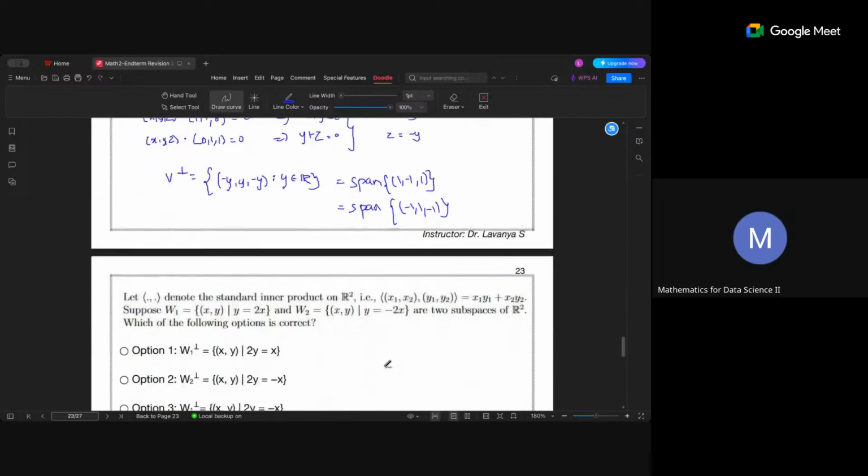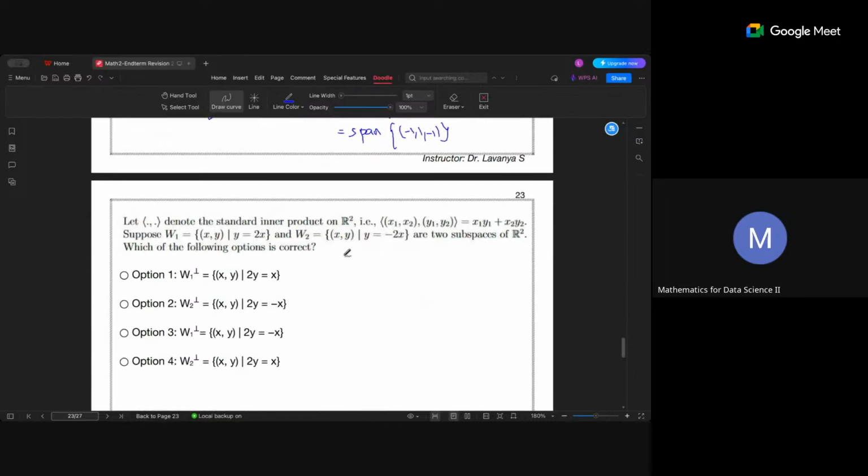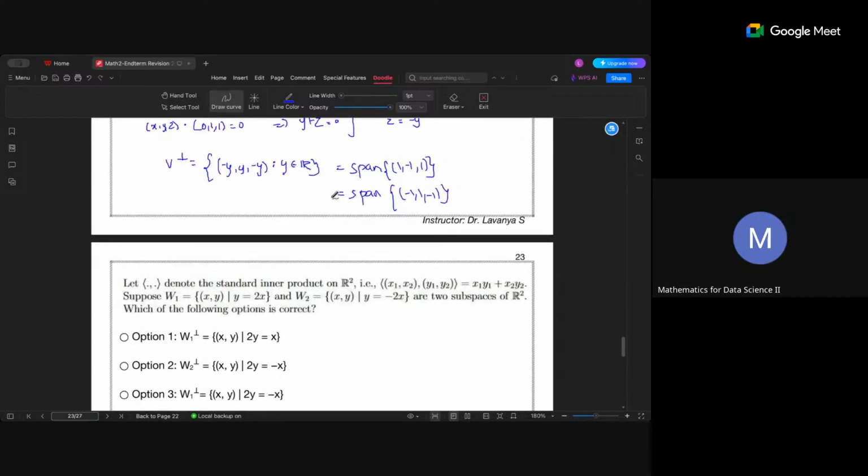Okay, now you have two spaces W1 and W2. Now W1 is the set of all x comma y such that y is equal to 2x, and W2 is the set of all x comma y such that y is equal to minus 2x. Now let us say you have x comma y in this space. You can take a basis and do the exact same process. Can you tell a basis vector here for W1? So if you put 1, x is 2. 1, 2. Yes, for W1 it is a span of 1, 2.